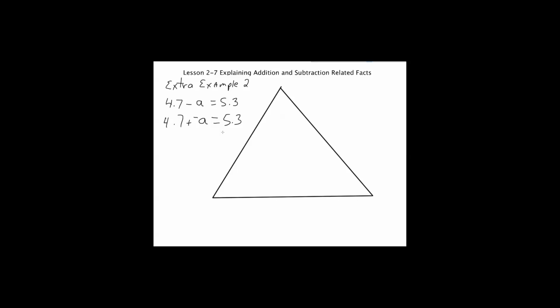And so since it equals 5.3, I can write that up here. Now I can write my minus and my plus, and it's 4.7 plus the opposite of A. Now we got something we can work with here and see whether we can figure out what A is. And again, we want to look at this addition and subtraction of things to come up with the answer that we are after.